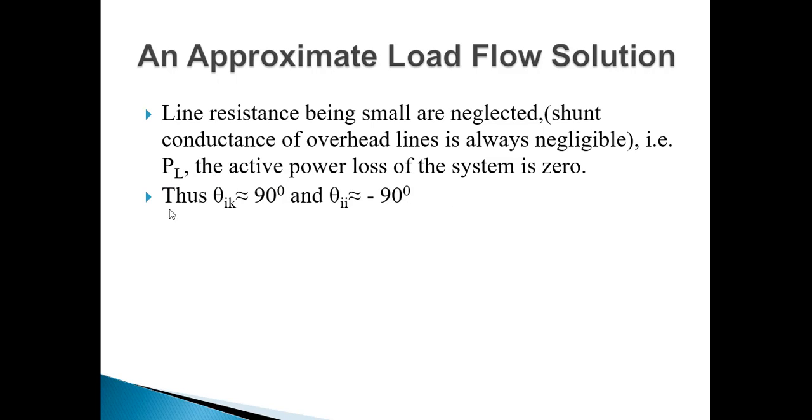So what we have is that theta ik is 90 degrees, and theta ii is minus 90 degrees. That means we are considering only inductances. Okay, when we consider only inductances, the angle becomes 90 degrees. The angle of the admittance becomes 90 degrees only.